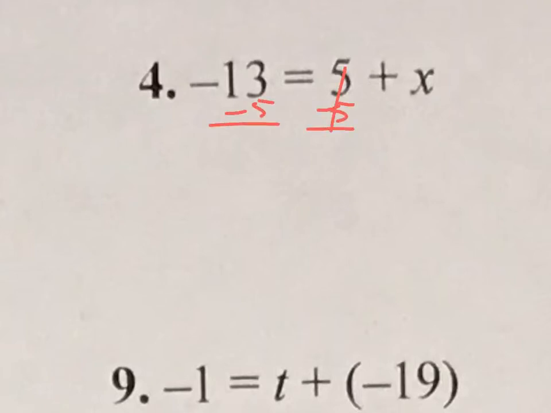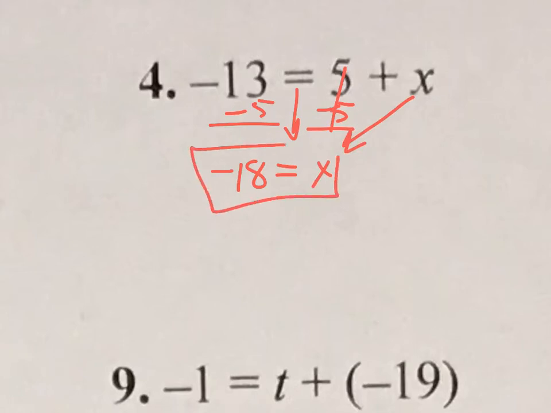Minus 5. And again, you think of money here. You're combining like terms. You owe $13. You owe $5. You're going to owe $18 altogether. Take the equal sign, bring it down. Get the x, bring it down. There's your answer. X equals negative 18. It's written backwards: negative 18 equals x. So that was an excellent question.